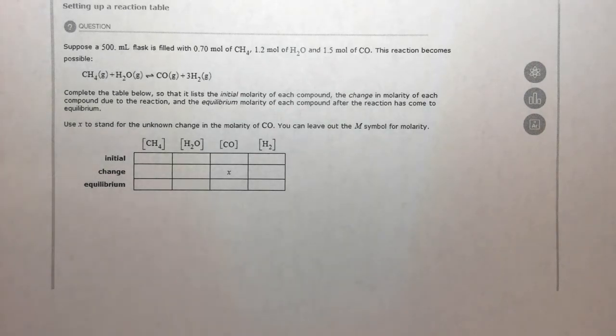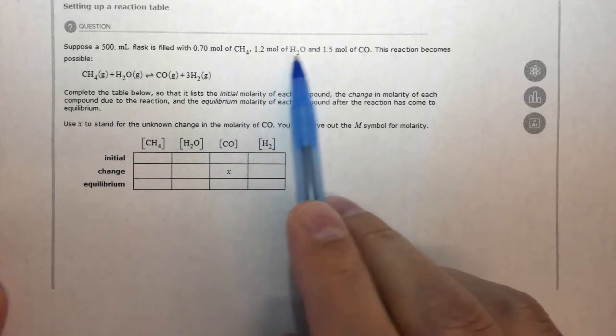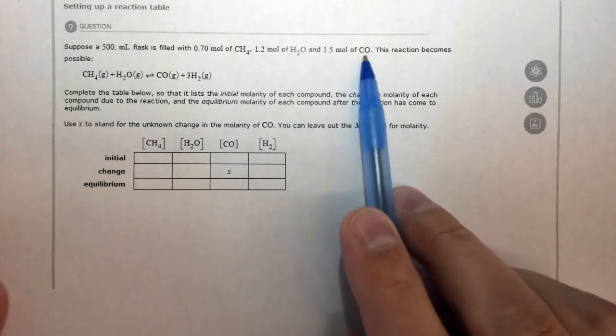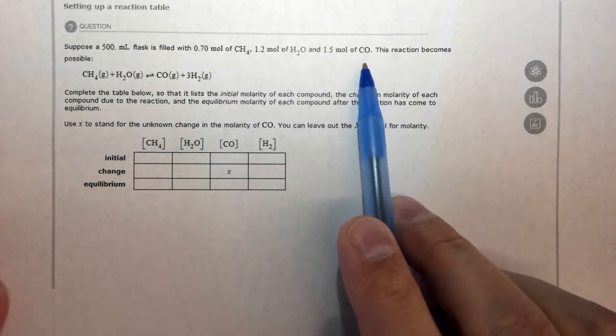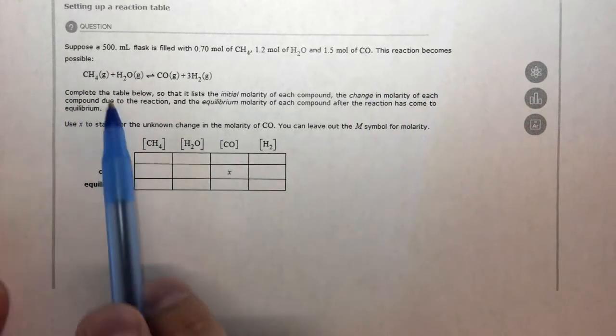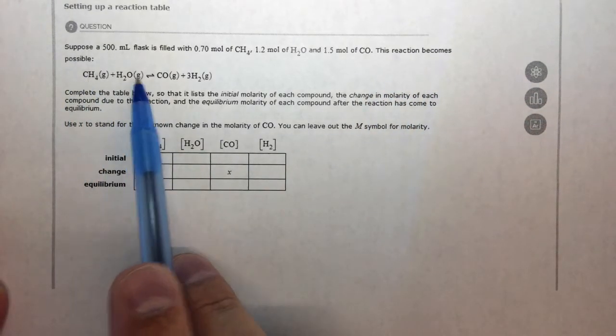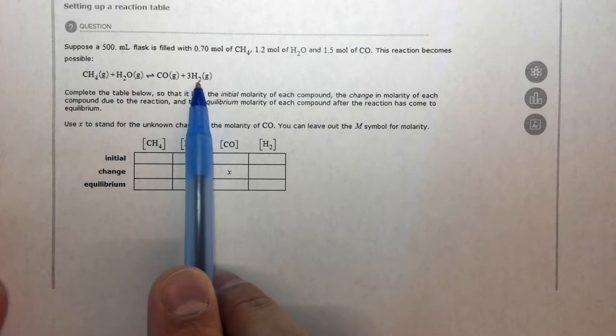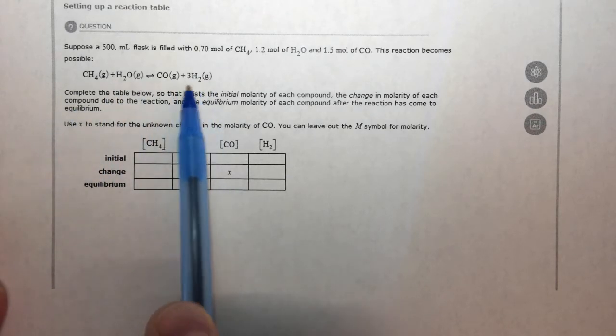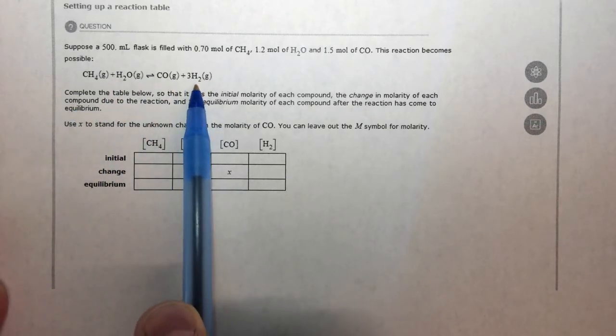This question says, suppose a 500 milliliter flask is filled with 0.7 moles of methane, 1.2 moles of water, and 1.5 moles of carbon monoxide. And this reaction becomes possible. So we have methane plus water yields carbon monoxide plus hydrogen. This is actually the way commercial hydrogen is produced.